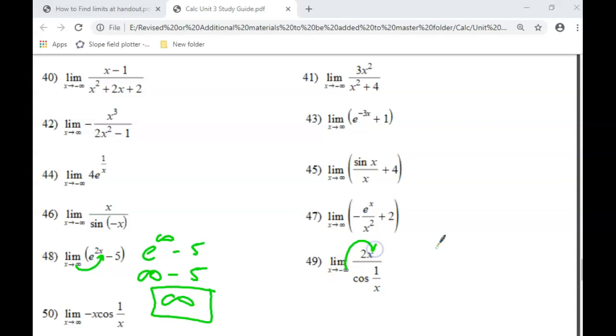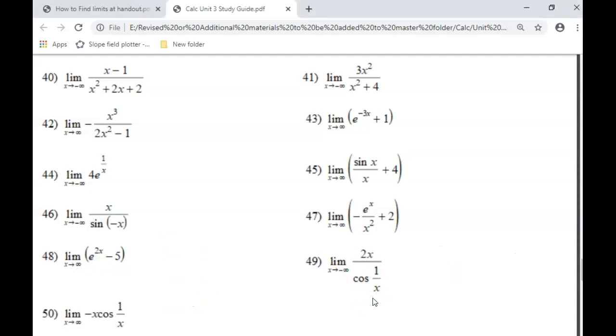Direct sub on the top gives you infinity. I guess you could say negative infinity. Direct sub on the bottom, well, if you plug in negative infinity, this becomes 0. And cosine of 0 is 1. And so the final answer here will be negative infinity, because negative infinity divided by 1 is just going to be negative infinity. All right.